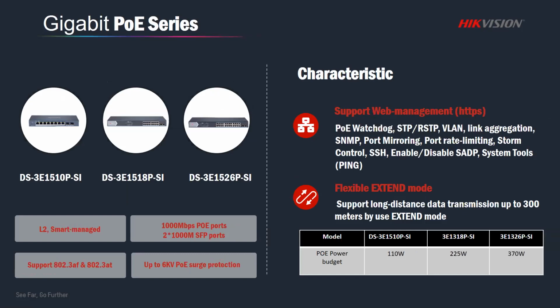Moving on to the Gigabit PoE series, a little bit more functionality on there. On the left-hand side, you've got pretty much the same as what was on the normal 100 meg systems. On the characteristics, there's a lot more configurable support. So PoE watchdogs, SDP, RTSP systems, VLANs, etc. All of that side of things is supported on these. They also have the extended mode on them. So again, you can throw your network up to 300 meters, and those are the wattage ranges on the systems themselves. So as you can see, we have quite a few different options depending on the requirements of your network itself.